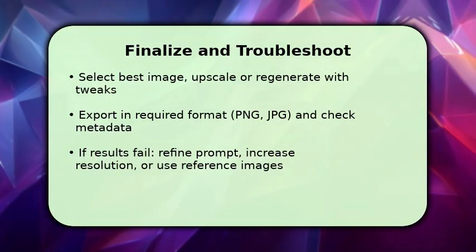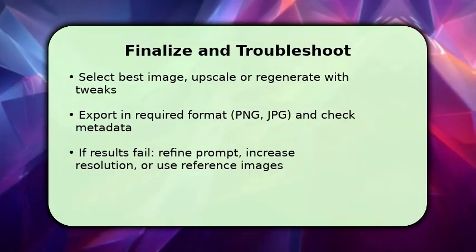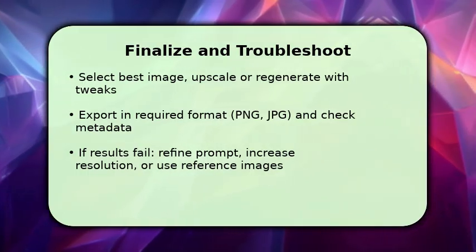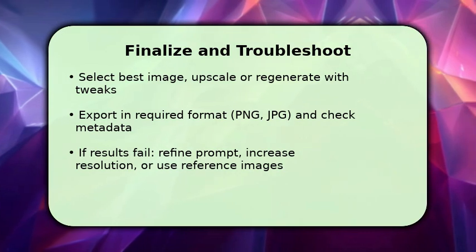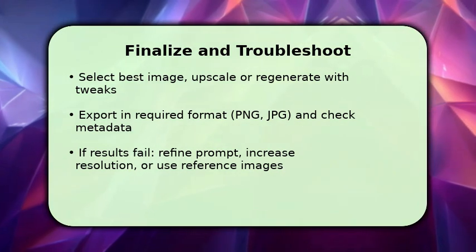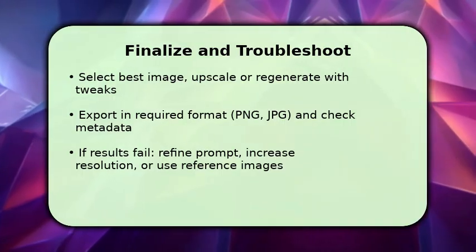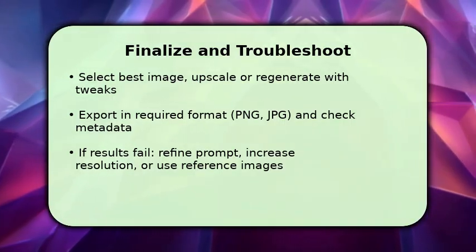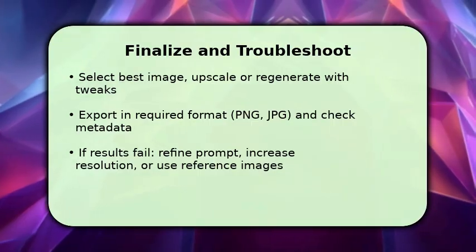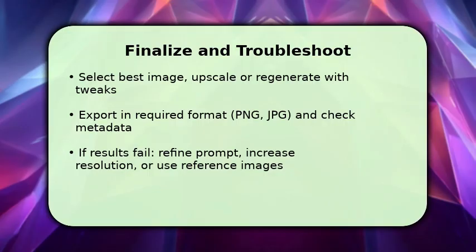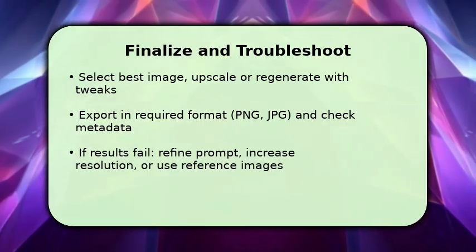If something goes wrong, blurry faces, wrong lighting, or composition, first refine the prompt with concrete corrections, increase resolution values, or upload clearer reference images. If issues persist, try changing style keywords or restarting the generation session. These steps usually resolve common failures quickly.